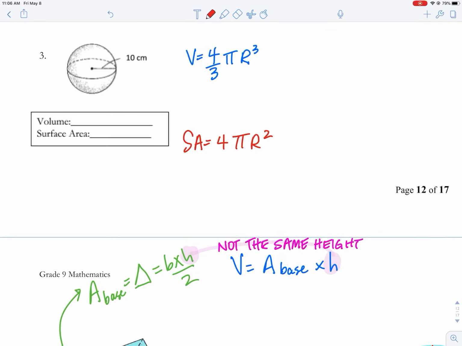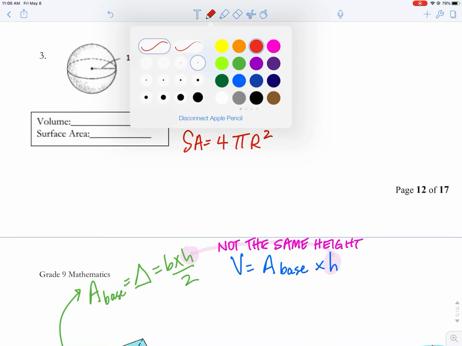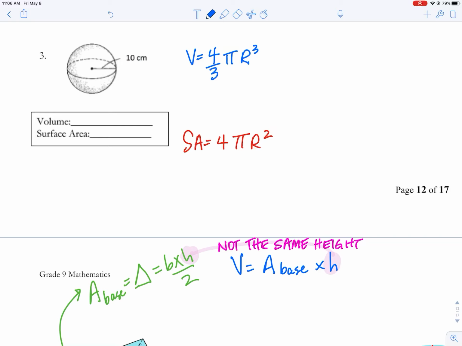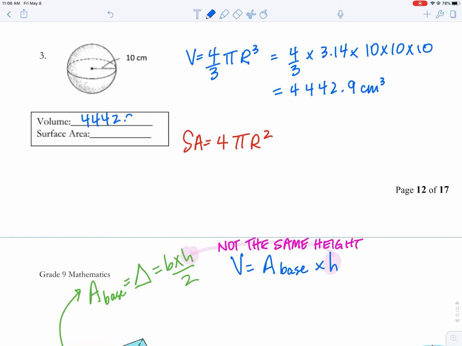Question 3 is dealing with a sphere. They give us the radius. The only way to make this one trickier would be to give you the diameter, but they didn't, so it's going to be 4/3 times 3.14 times radius cubed, meaning 10 times 10 times 10. And when I did that on my calculator, I got 4,442.9 centimeters cubed.